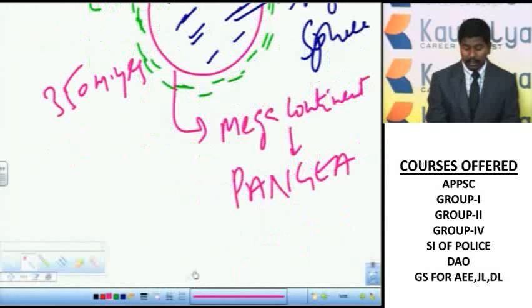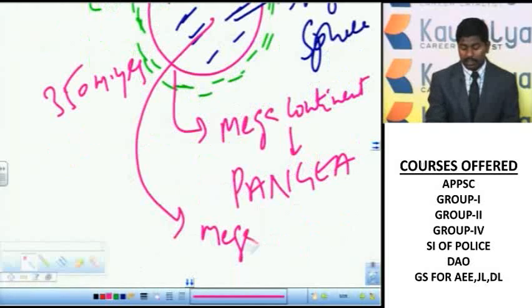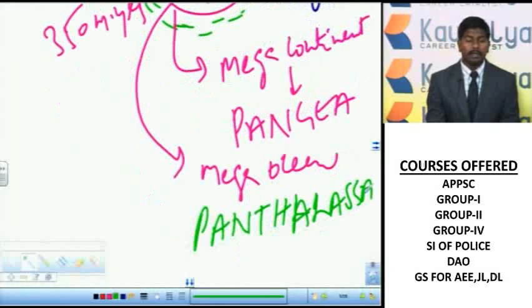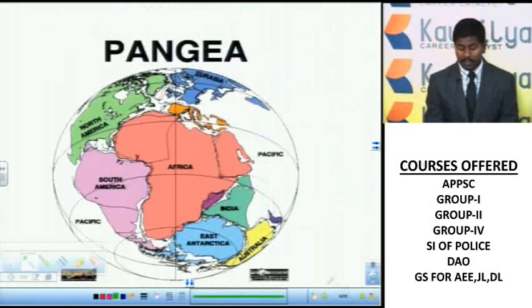Later he called the single water body, or mega ocean, Panthalassa. Remember these words. So he called the single continent Pangaea, and the single water body, or mega ocean, Panthalassa. Right? So that means that around 350 million years ago, these continents and oceans were combined together, and it was Pangaea, the single landmass, without the present day continents and oceans.